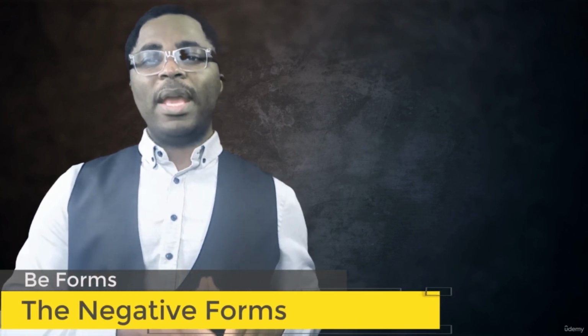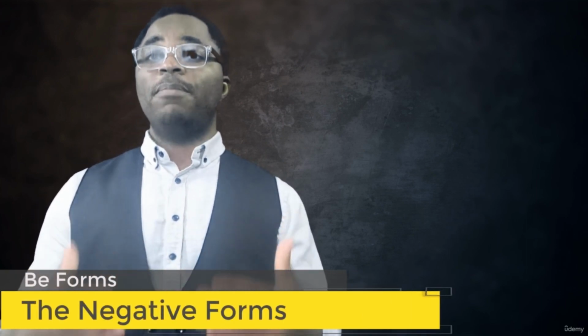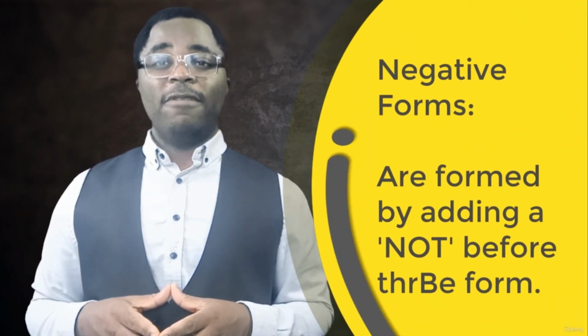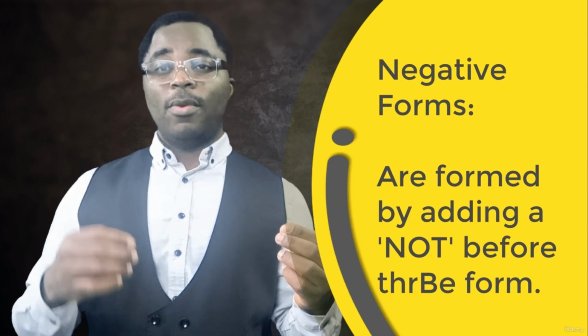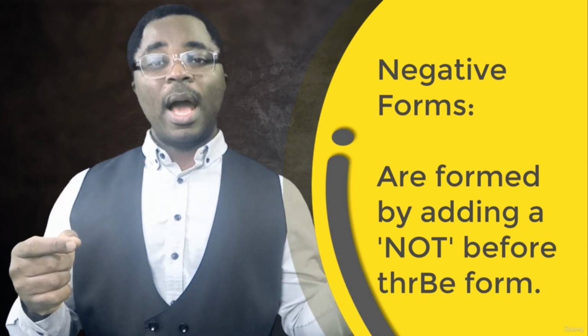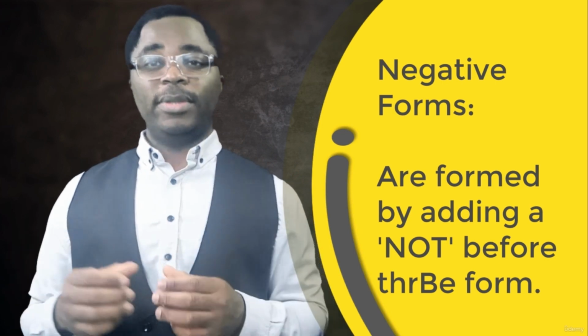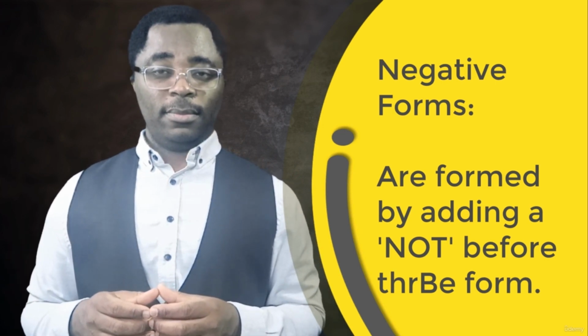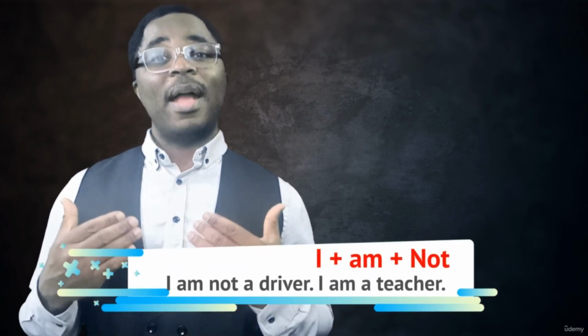Now, having talked about the positive forms of these be forms, let's move on and talk about the negative forms. How do we make a negative sentence using the be forms? By just adding a not after the be form. So, for example, if we have am, we're going to add not. I am not a student. I am not tall. I am not a driver. I'm a teacher.